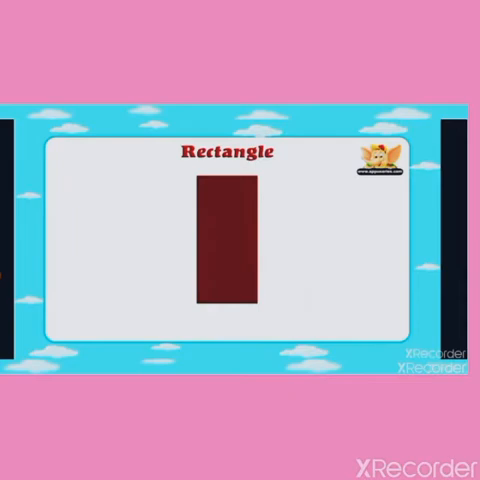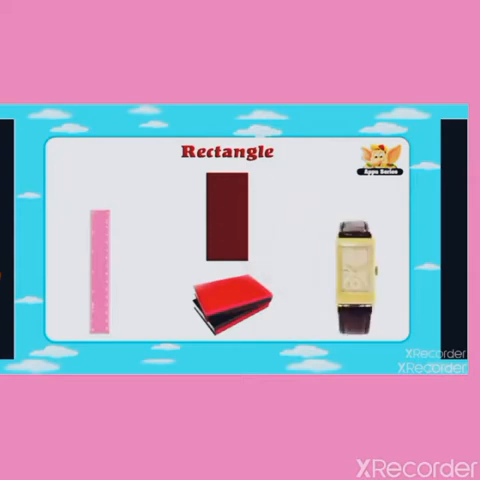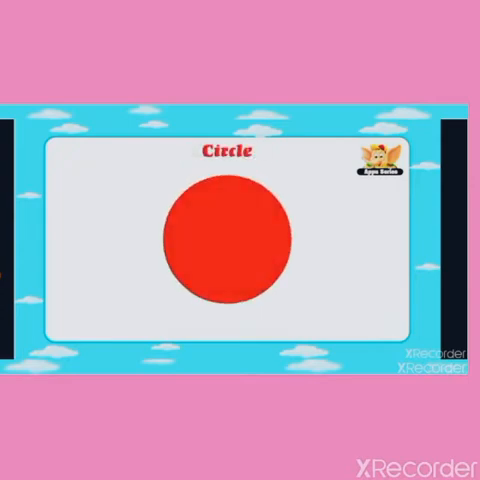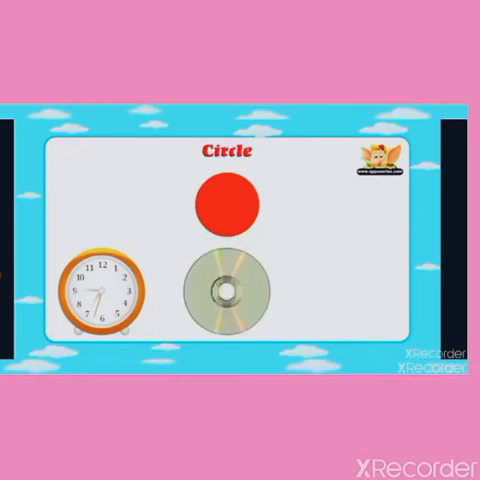Rectangle. This shape looks like a square that is long on two opposite sides. You can find a rectangle in a ruler, in books, or when you need to know the time in a watch. Circle. A circle is round and has no sides. You can find it in a clock, a disc, or a coin.